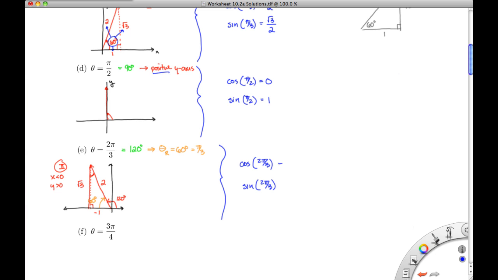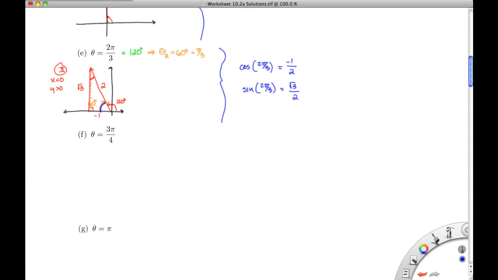So again, let's think about this. Using this reference angle in this reference triangle, the cosine of 2 pi over 3 is the adjacent side, which is -1, divided by the hypotenuse, which is 2. And the sine is going to be the opposite side, which is the square root of 3, divided by the hypotenuse, which is 2. So the only difference between this and the previous problems is that since we were in a quadrant where the x was negative, we had to make a slight adjustment to our reference triangle. Let's try this again with part F.